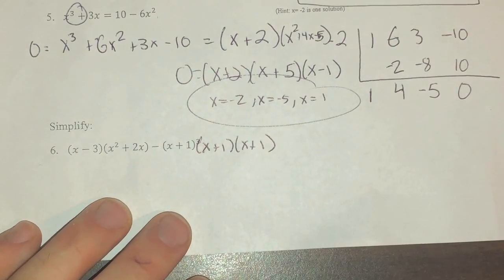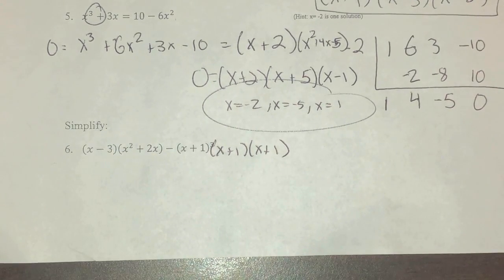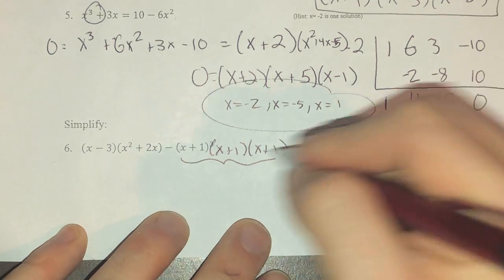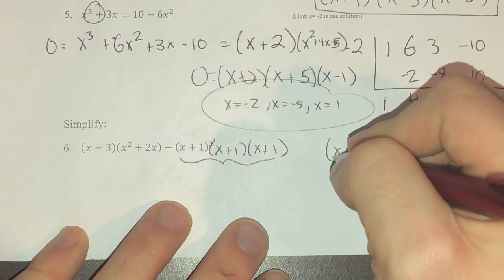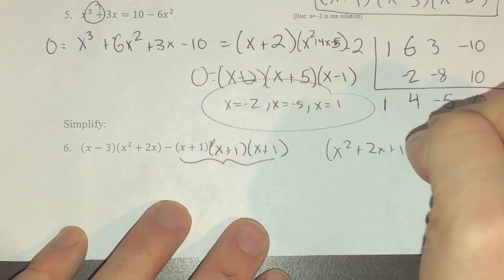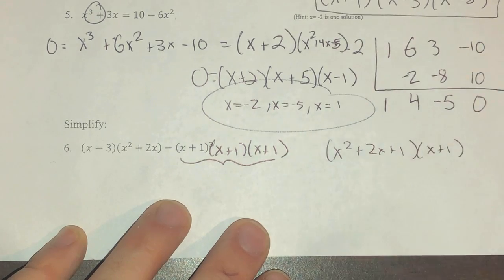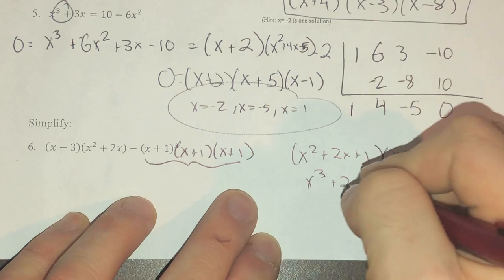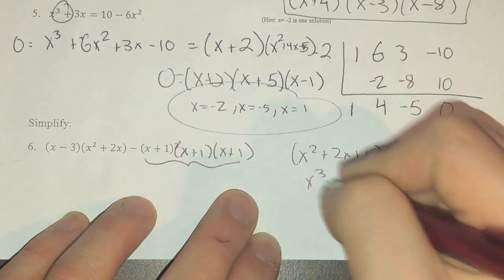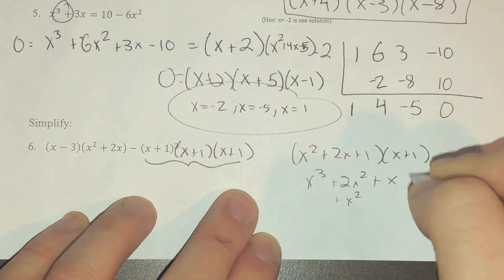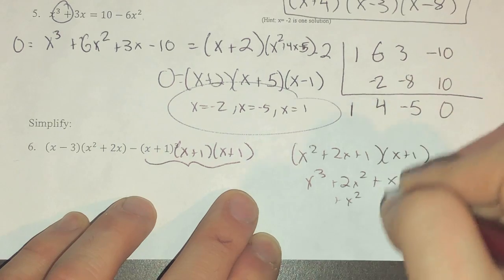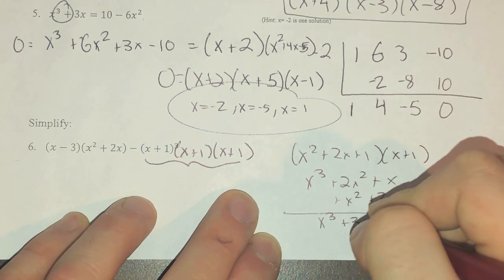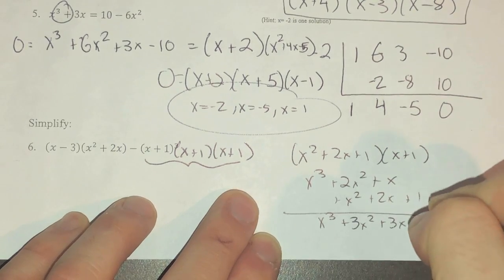Okay, I love to see people writing it out like this, and you're just going to take this one piece at a time. So I'm going to do this part first. I do the x plus 1 times the x plus 1. I get x squared plus 2x plus 1 times x plus 1. If I multiply that out, I get x cubed plus 2x squared plus x squared plus 2x plus 1. So I get x cubed plus 3x squared plus 3x plus 1.